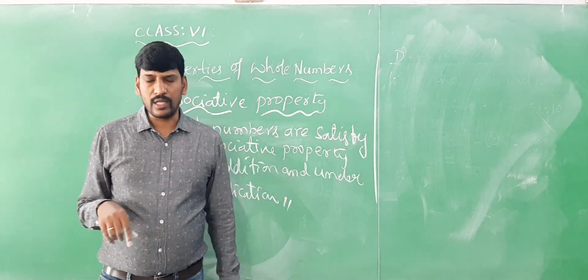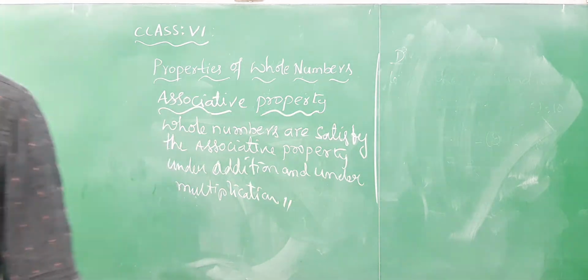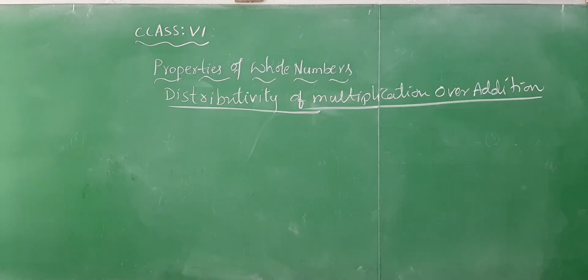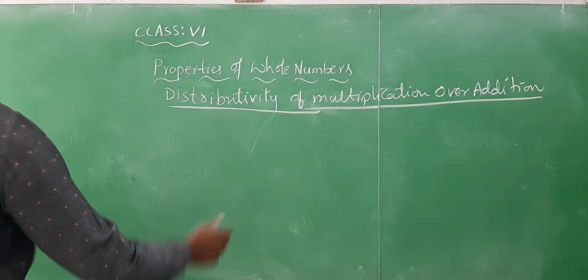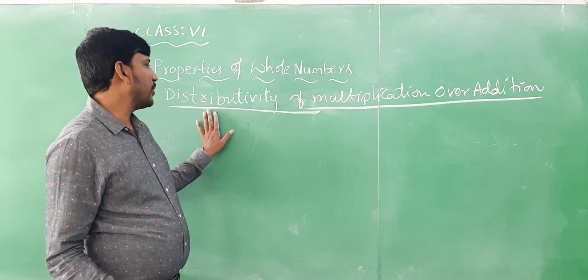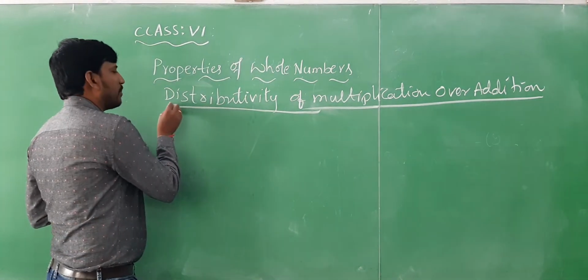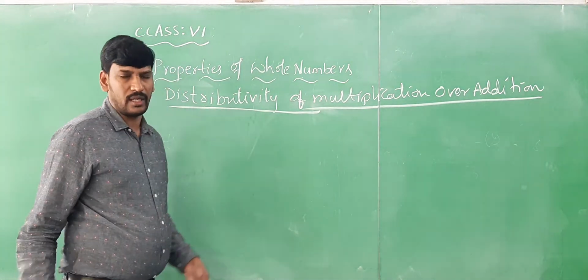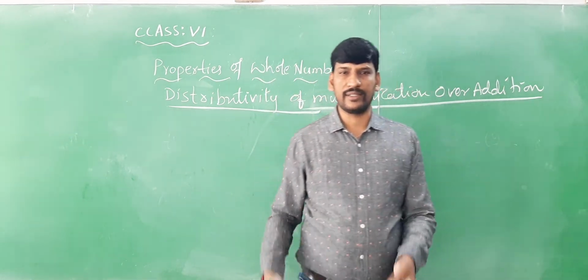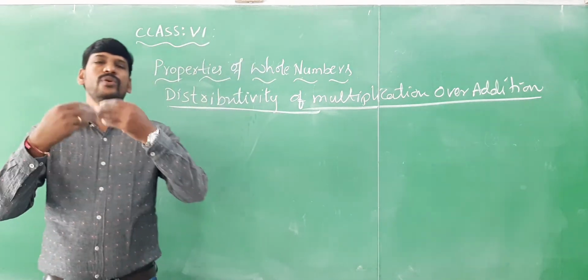Clear, children? There is one more property that we are going to discuss. Right, children? Let us discuss the last property, distributivity of multiplication over addition. Do you know what is the meaning of distributive? Generally, you celebrate your birthdays. Okay, you need to distribute your chocolates. So you need to give to someone. Okay, you should give something to someone.